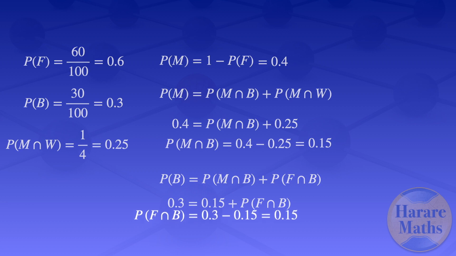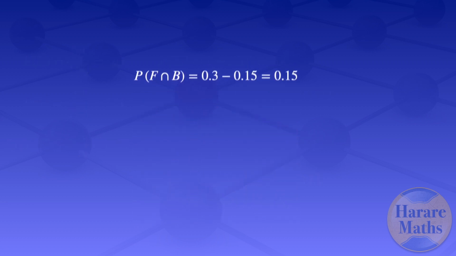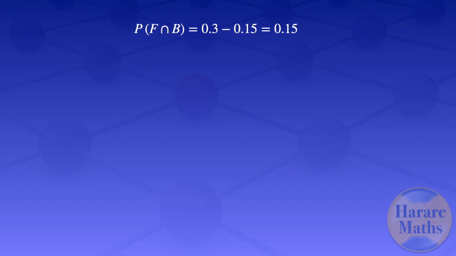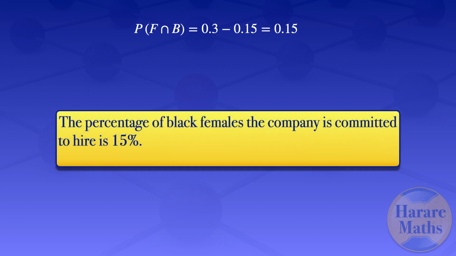0.15. So this is the probability that we were looking for, but we now just want to write it as a percentage. 0.15 as a percentage, that is 15 over 100, which is 15%. So the percentage of black females the company is committed to hire is 15%.